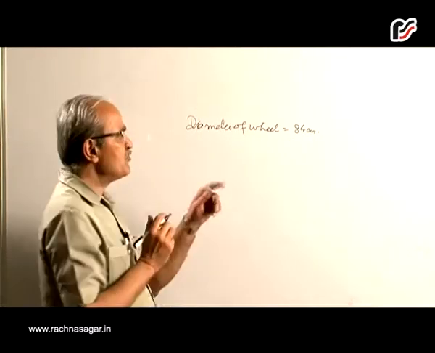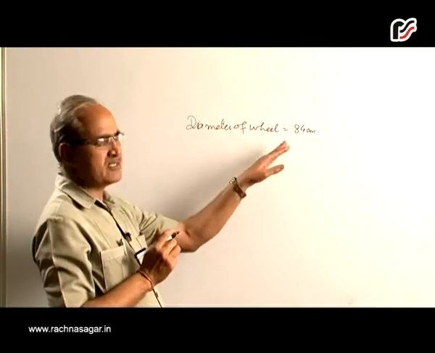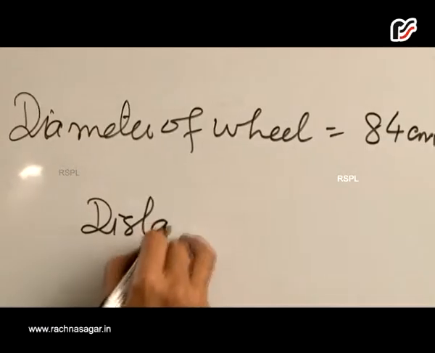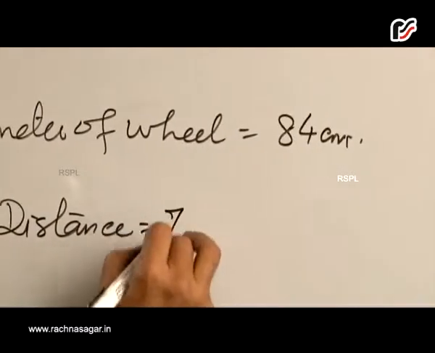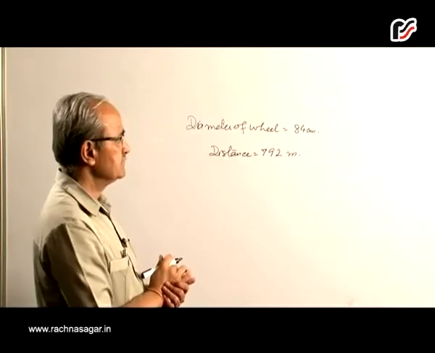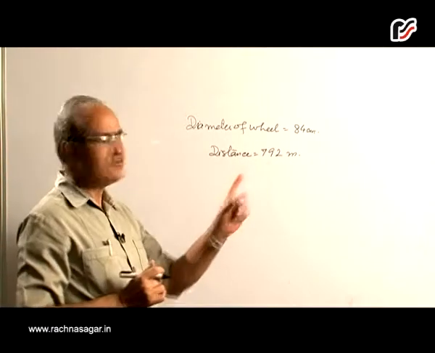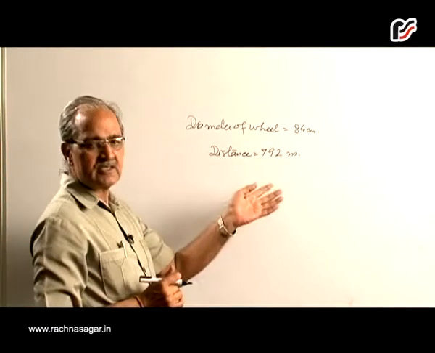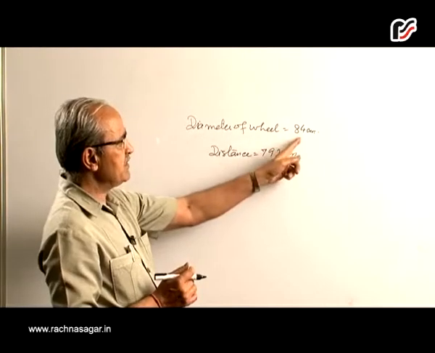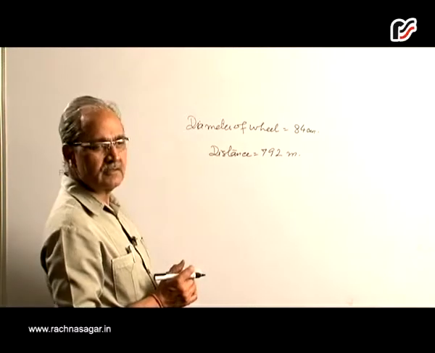And we have to find out how many complete revolutions it will make to cover a distance of 792 meters. Whenever a question is given, we should be very careful about the dimensions. We must see whether dimensions are same or not. So here it is centimeters, here we have meters.